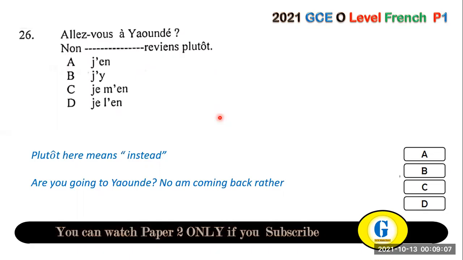Question 26. Allez-vous à Yaoundé? Non, blabla, revient plus tôt. So are you going to Yaoundé? No, dash dash dash. Plutôt means rather. So are you going to Yaoundé? No, coming back rather. So therefore it means that I'm coming from there rather. Instead or rather, these are the two. So which one do we use here? Jean revient plus tôt.